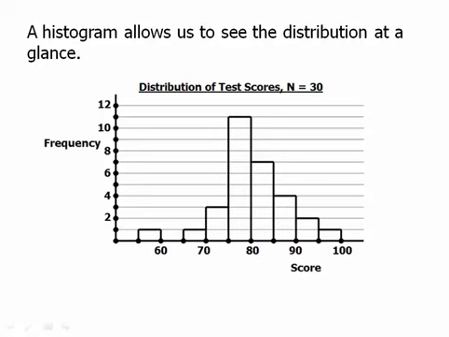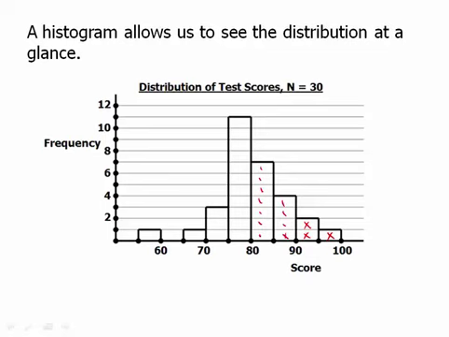So the way we read this is, for example, between 95 and 100, there was one person with a score in that range. Between 90 and 95, there were two people in that range. So there were 3 scores between 90 and 100. Between 80 and 90, there were 1, 2, 3, 4, 5, 6, 7, 8, 9, 10, 11 scores, and so forth. So each score is represented as a box.